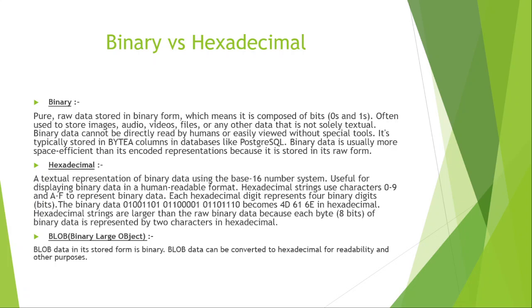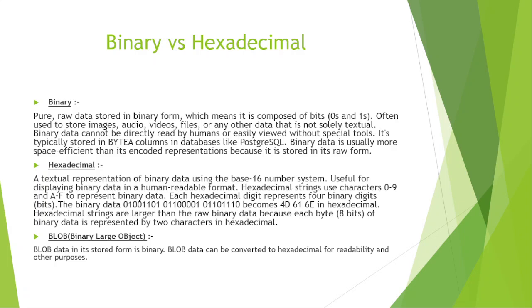Binary is used to store data in 0 and 1 format. Further, hexadecimal is used to convert the binary into the hexadecimal format, using the base 16 number system. And blob is the binary large object, used to store the binary data. Further we can convert the binary into hexadecimal for manipulation and readability. There can be other purposes that we'll discuss later, or you can try them yourself.